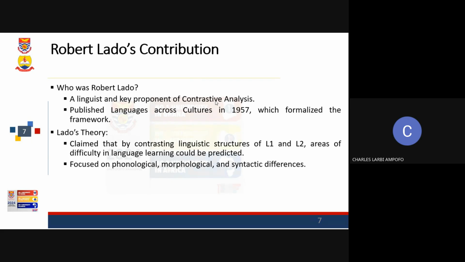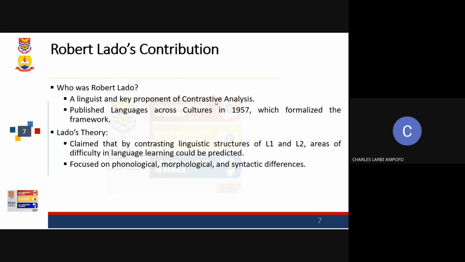So when you look at the sound system, are there similar sounds that are in Ga and in English? You compare. So by comparing, you come out with the similarities as well as the differences. And the differences will help you predict the errors that a learner of English is likely to make. They also believe that not just the phonological or the sound system, you must also look at morphological structures. How do they form their words? So morphology deals with the structure of words.